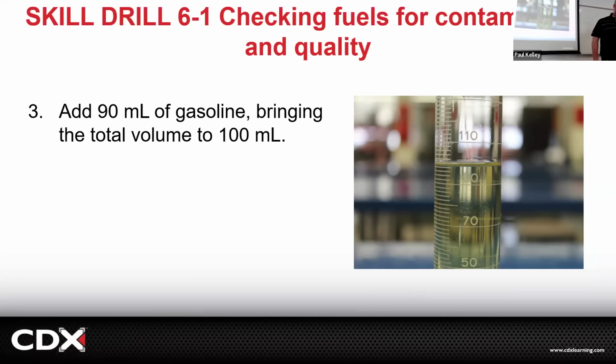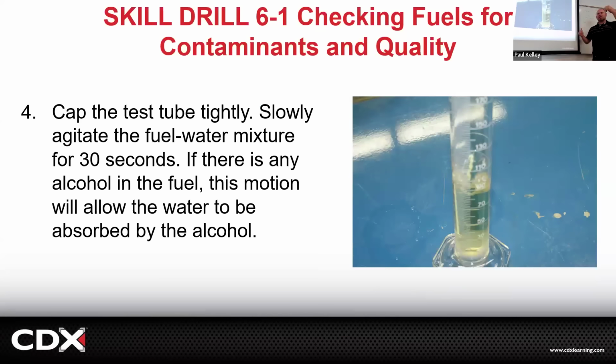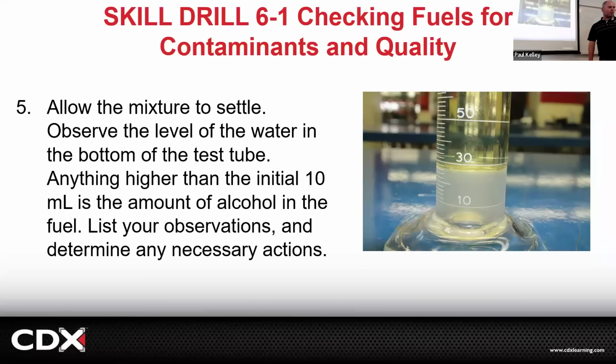Cool. And then a lot of times what we'll do is cap it and then agitate it. You know what that means? Like shake it up, let it do its thing. And then you're going to let it sit there for a while. And when you're shaking it, any alcohol is going to be absorbed by the water, right? So it's going to separate it. Then you're going to let it settle for a while, and then you can actually see the separation.